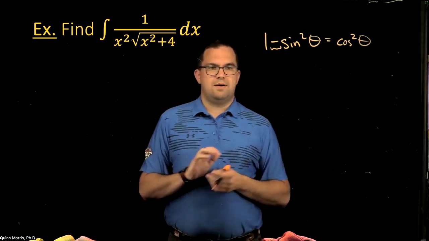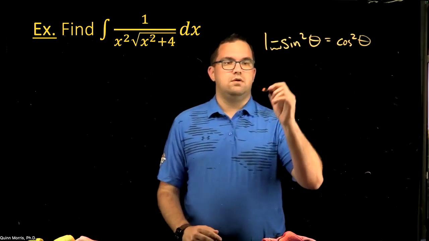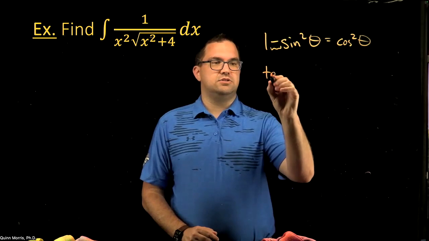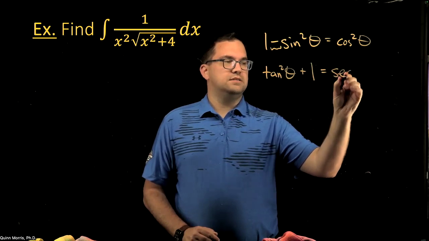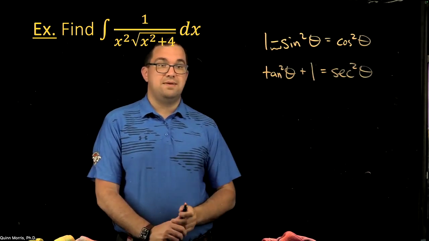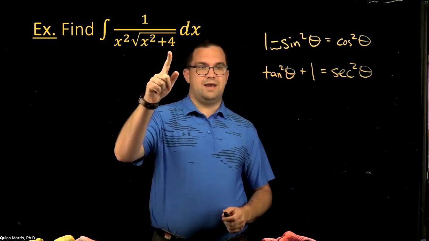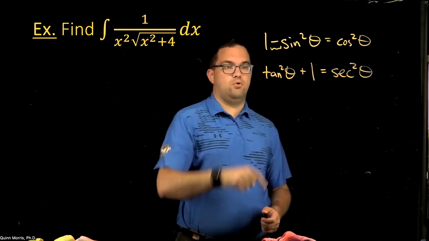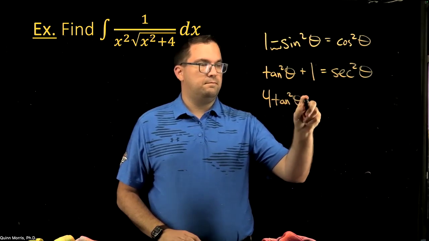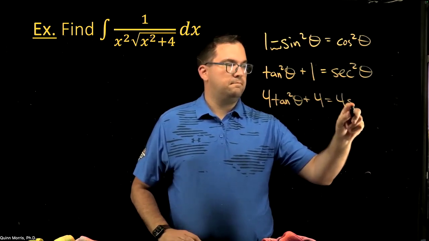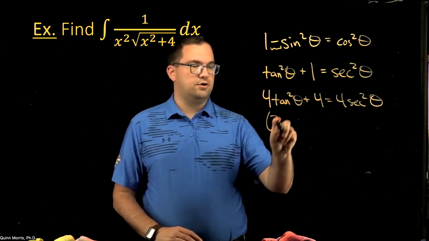So now I want to think about what identities I have that might involve a plus. Well, I know that tangent squared theta plus 1 is equal to secant squared theta. Maybe that might work. Now to figure out the right substitution, I say, well, I don't have plus 1, I have plus 4. So what would happen if I multiplied everything here by 4? That's just multiplying through by 4, but then I notice I could rewrite this.